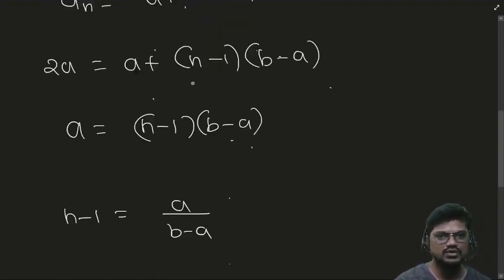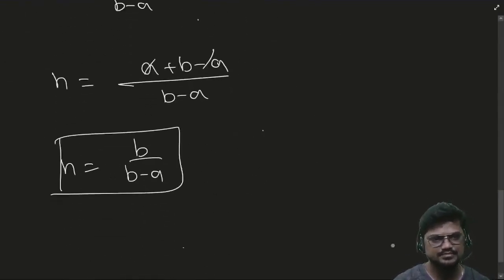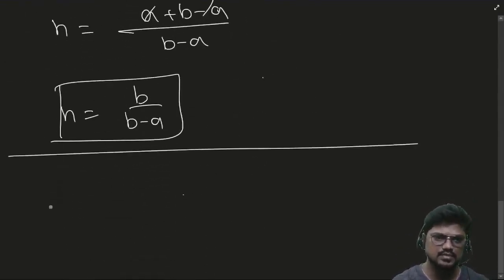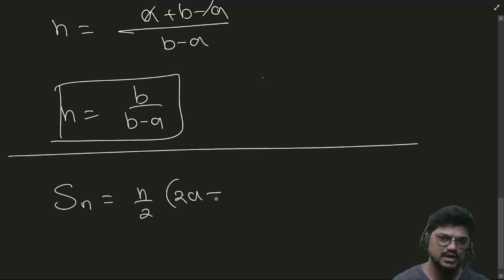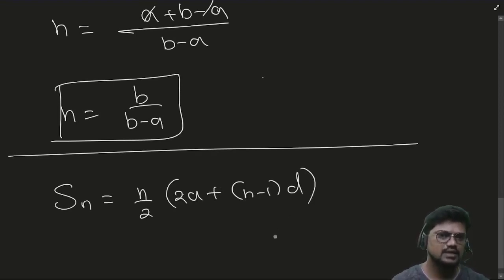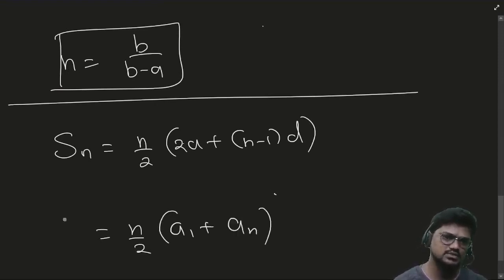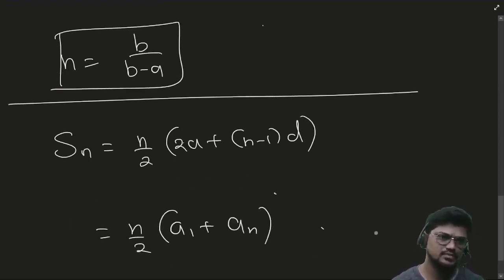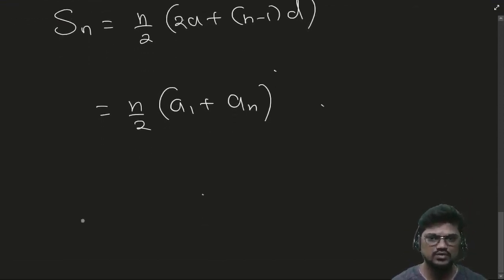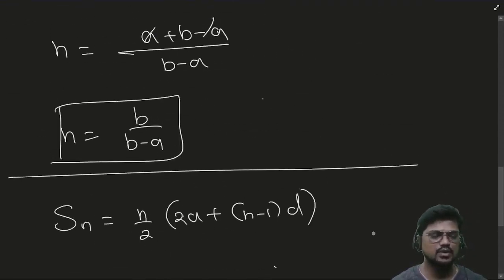So what is the formula for sum of n terms? So sum of n terms, there are two formulas. One is n by 2 into 2a plus n minus 1 into d. And there is one more formula we have, if we have the last term: n by 2 into a1 plus an. Since we have the last term, we'll be using this formula. Okay. So what is the value of n in this case? B upon b minus a.